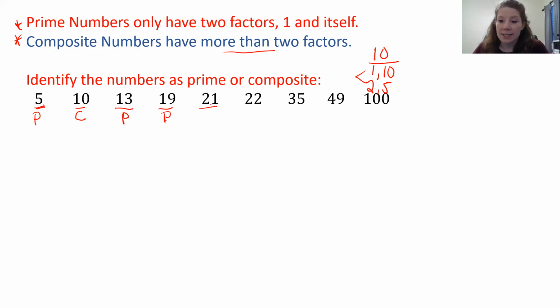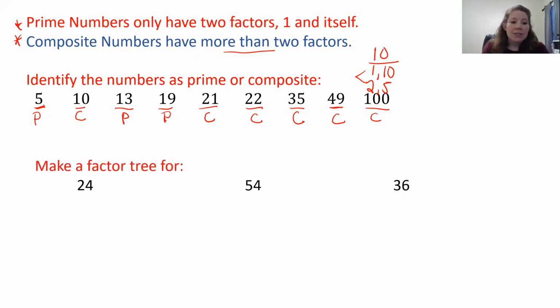What about 21? Does it have more than 2 factors? Yep, 3 and 7, right? So this is composite. What about 22? Of course, all even numbers are composite, right? All of them can be divided by 2. So this number is composite. 35, 5 times 7, right? What about 49? Gotta think. 49 is 7 times 7. So it has more than 2 factors. And what about 100? Yes, it definitely has more than 2 factors, right?